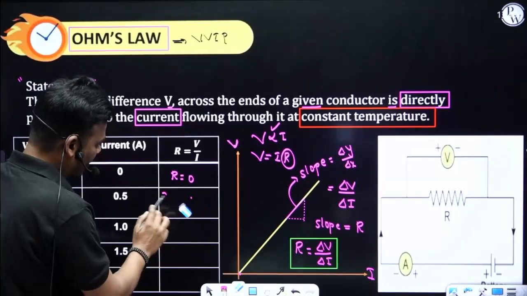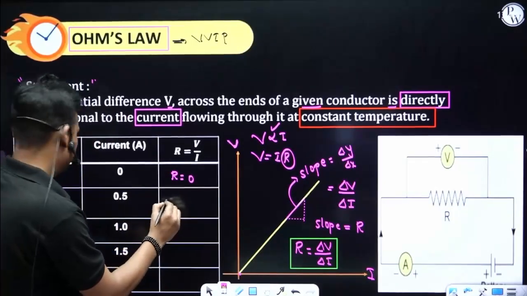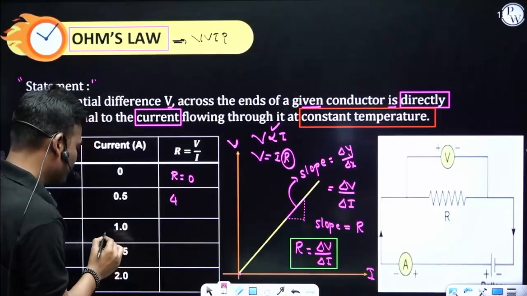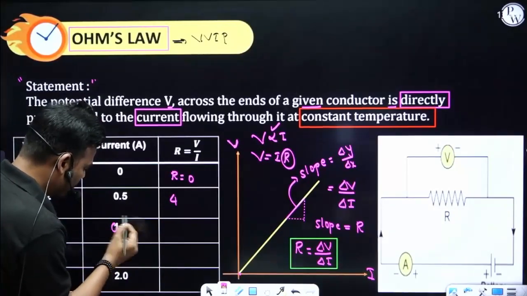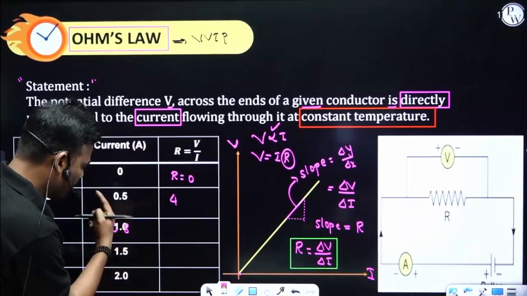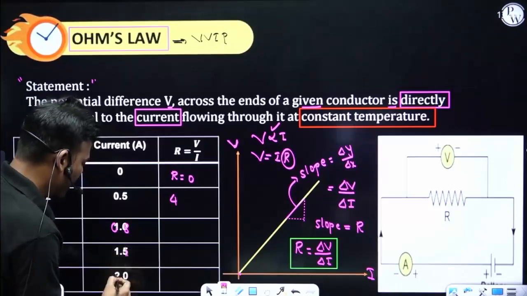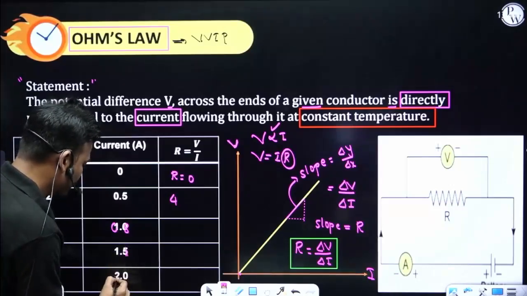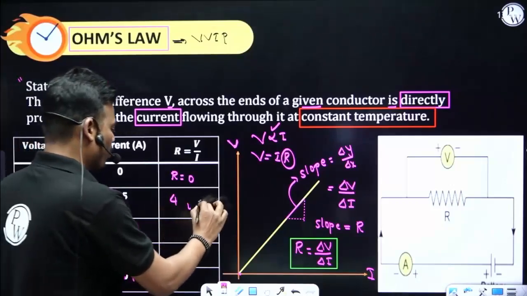So randomly I'll write now. If it is 2, then it is 4. And this should be 0. Say it is 3, then 8. And the next one, 1.1, and here 1.1 plus 0.3 is 1.4. According to that, you can manage, and you'll be getting the R value.